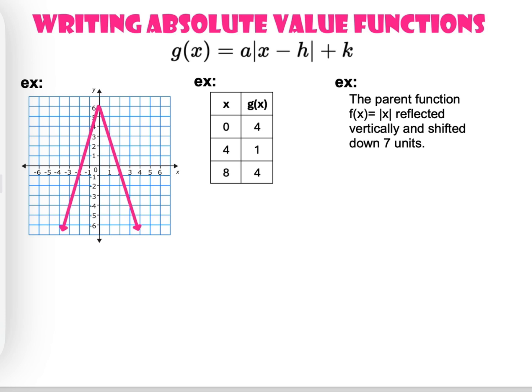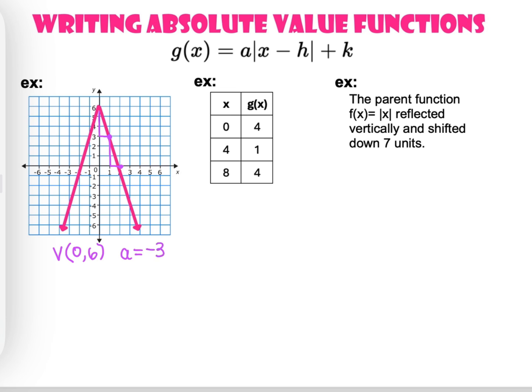Lesson 2 is just going backwards from what we just did. We should be writing our absolute value functions. I still think it's useful to write down what your vertex and slope are. So here I've got a vertex at 0, 6, and it looks like the slope is going down 3/1. It's my best estimation. So that means my a value is going to be -3.